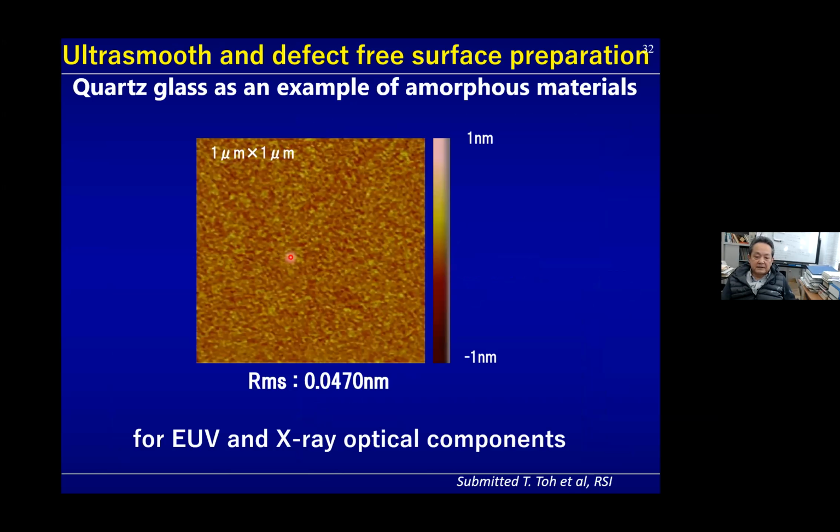And I'd like to introduce some optical surface applications. This is the planarized surface of the quartz glass. As you can see here, the roughness is really small, lower than 0.5 angstrom. And this is the world's smoothest surface. And this surface is intended for use in EUV and X-ray optical components. Okay, this kind of surface is actually utilized in these optical components.